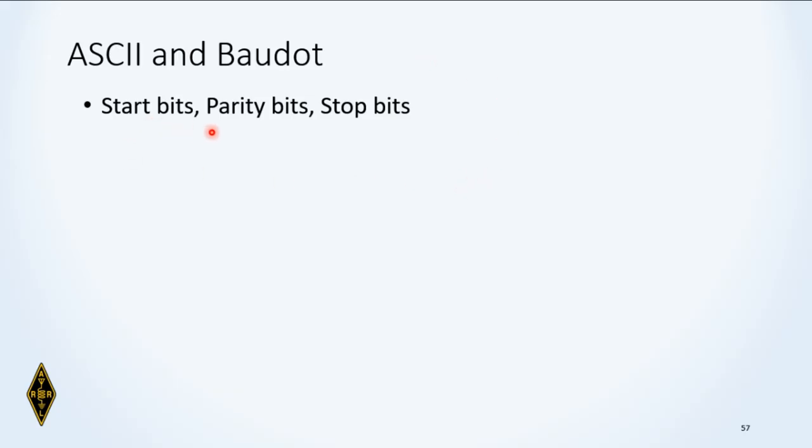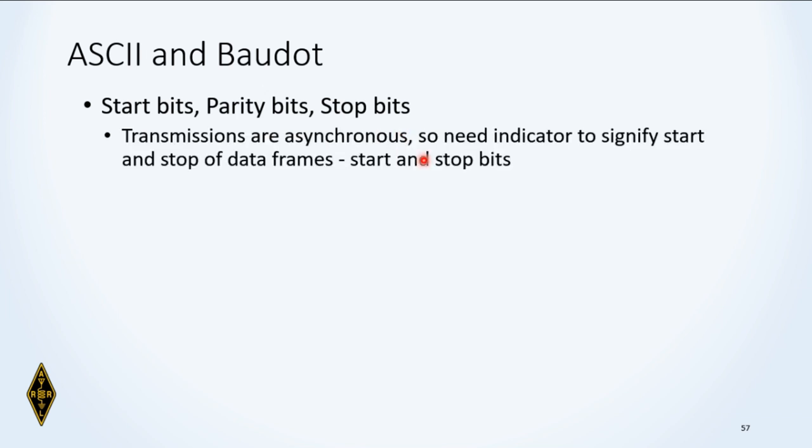Now there's some comparison between ASCII and Baudot. They both have start bits. They may have parity bits, though we don't have parity with Baudot. We do have stop bits. So transmissions are asynchronous. That means that the receiving side has no idea when the transmitting side is going to start transmitting. So it could happen at any time. That's called asynchronous. Transmissions are asynchronous, so they need an indicator to signify the start and stop of data frames. That's what start and stop bits are for.